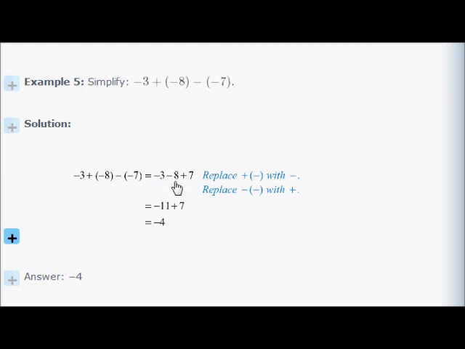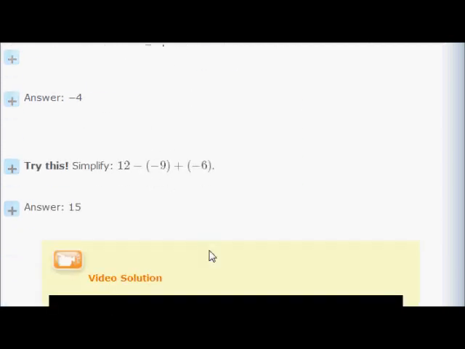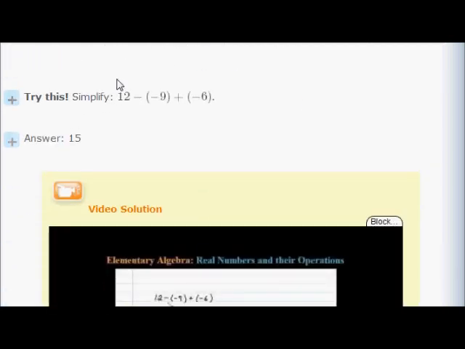Negative 3 minus 8 is the same as negative 11, because you're moving 3 spots in negative territory, and then you're moving another 8 spots in negative territory, so you're at the negative 11 mark. And then you're moving 7 spots in the opposite direction, because this is positive. So from negative 11, you're moving 7 spots to the right, so you end up at negative 4.